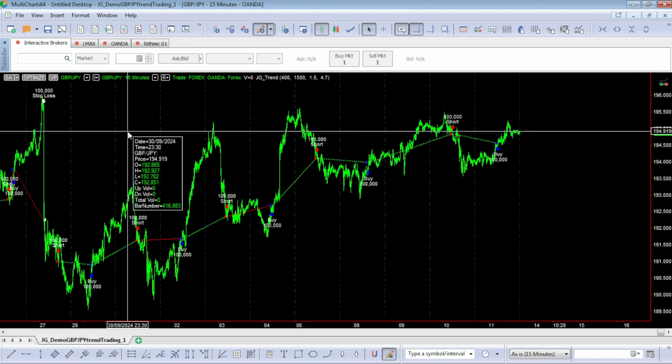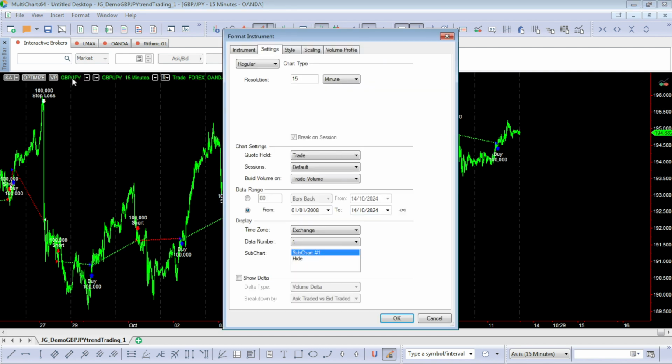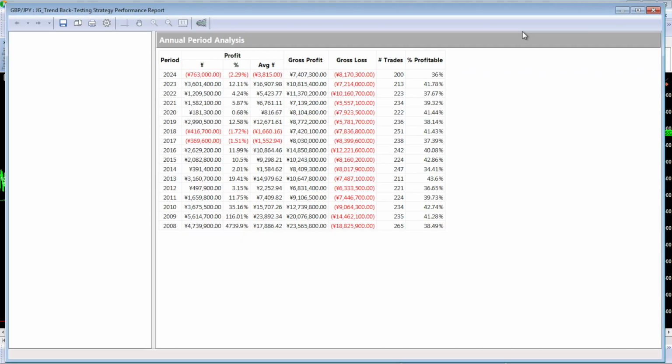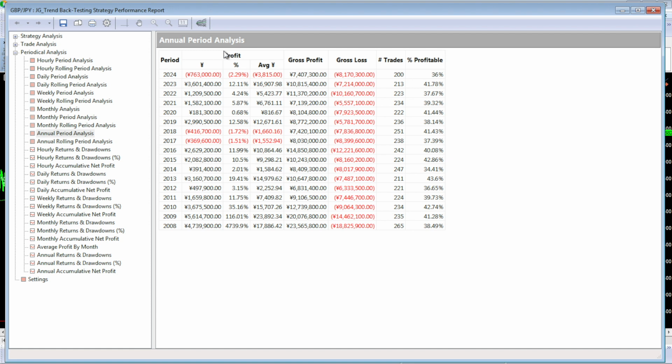This is exactly the same chart, exactly the same strategy, but we've just got more data. Now we're looking at data from January 2008 right the way through to the same date. This is our annual period analysis. You can see these recent years, which we already just saw. We can see that 2017 and 18 weren't very good, but the rest of the years were profitable.